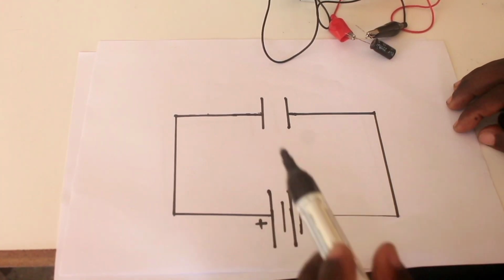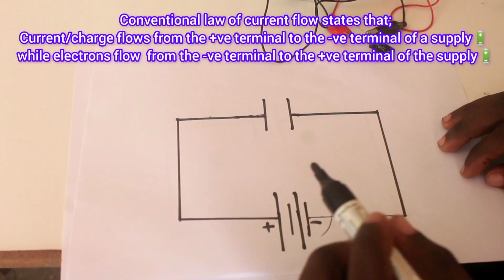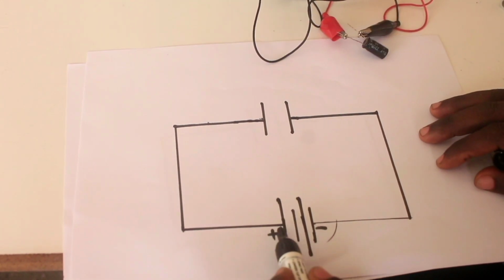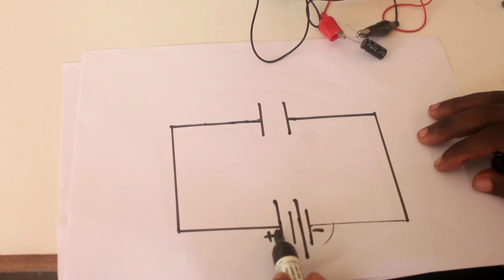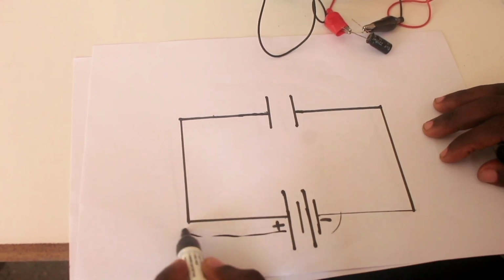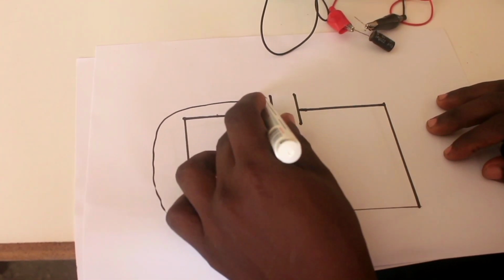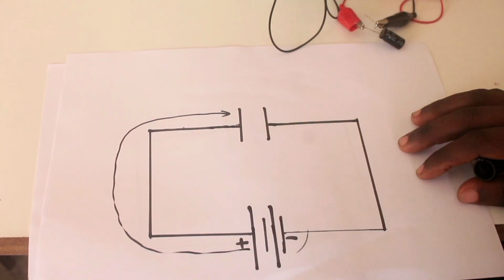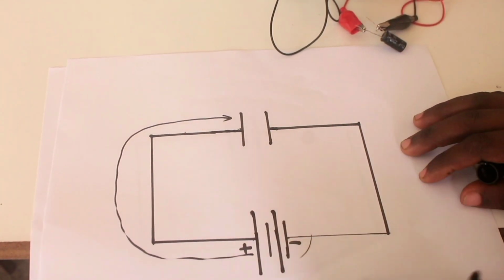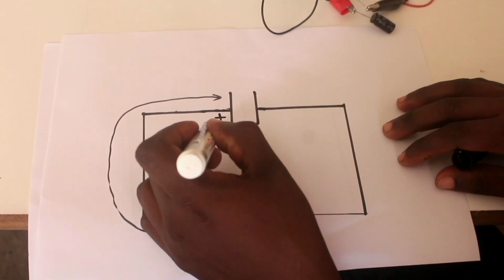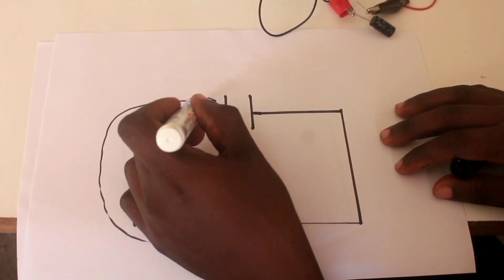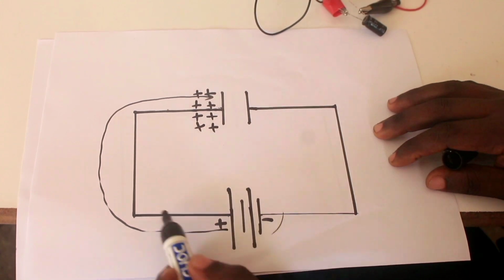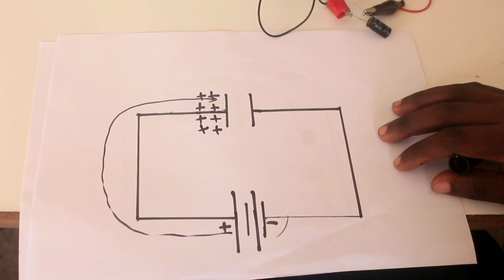When you connect your capacitor to power, according to the conventional law of current flow, current will flow from the positive terminal of the battery, following this direction up to the capacitor. But when the current reaches here, this positive charge cannot cross because there is a barrier. So the positive charge will accumulate on this side of the capacitor.